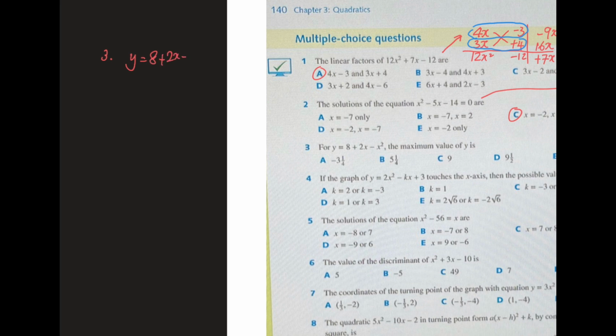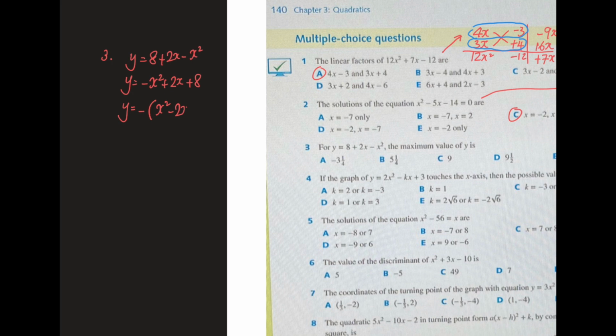Y equal to 8 plus 2x minus x squared. So to do completing the square, I'm going to rearrange so that minus x squared, I keep it in front, like this. And then we have to make sure there is no number, even negative is considered a number also. We should make sure there is no number in front of x squared. So we factorize it if there is any number.